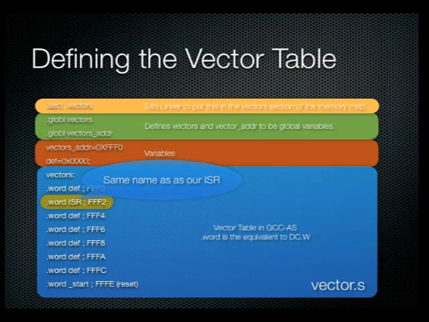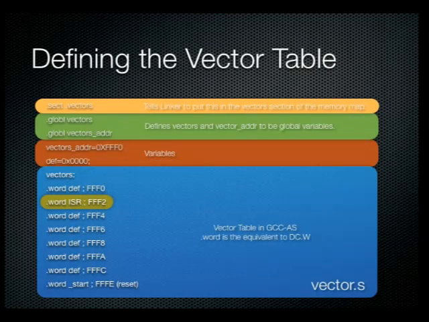What we've actually done is zero out FFF0 because we're not using it. The second element, we've got .word ISR. ISR is the same name as our interrupt service routine that we defined a few slides earlier. So we can make the connection between that routine and a particular location in our vector table simply by putting the label of that routine in the vector table.